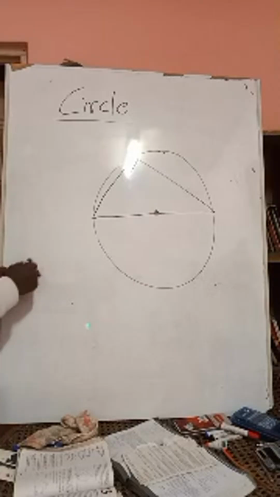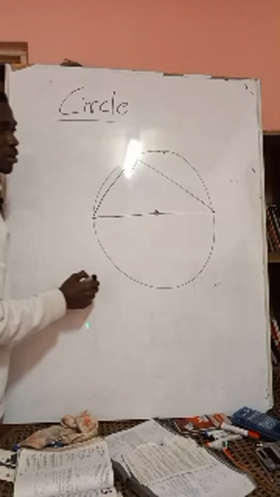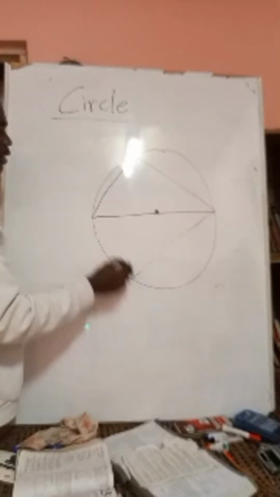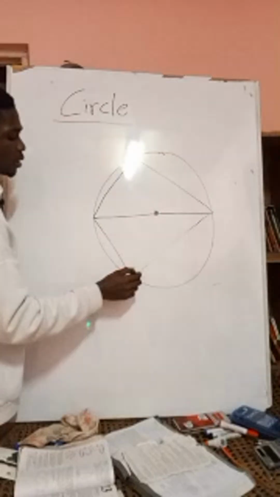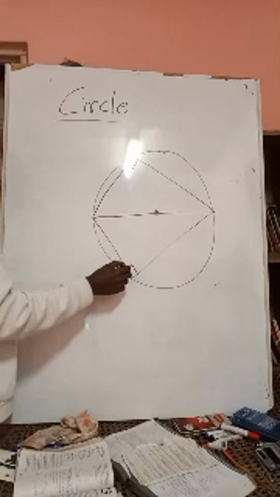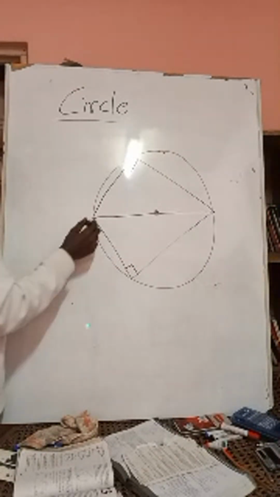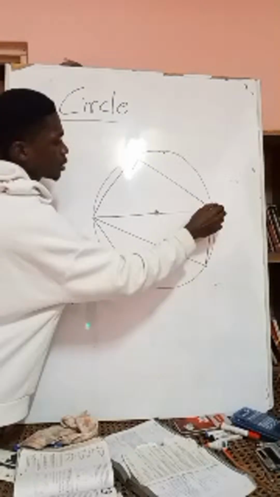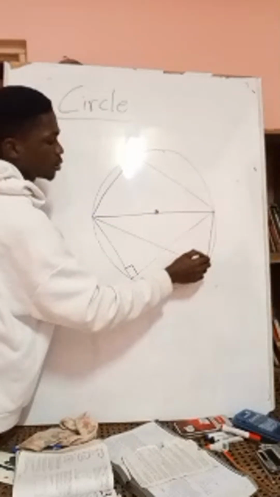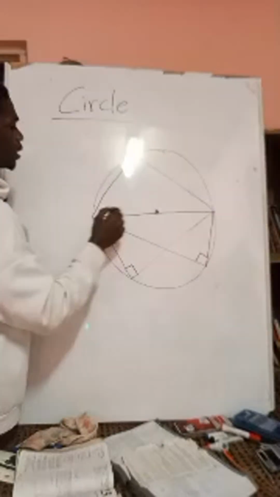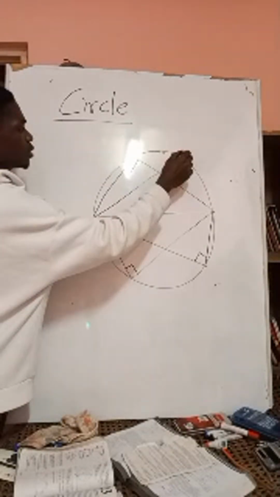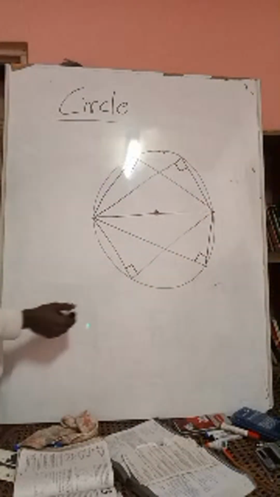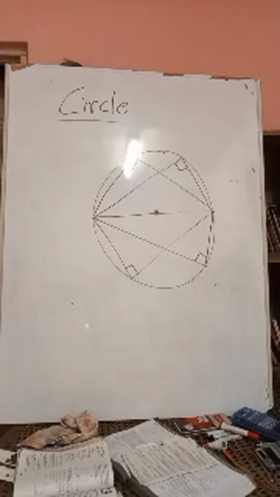So in other words, when I draw another chord here and another chord here, the angle here is what? 90 degrees. You understand? When I draw another chord here, another chord here, the angle here is what? 90 degrees. When I draw another chord here, another chord here, the angle here should give us what? 90 degrees. You should take note of this too.